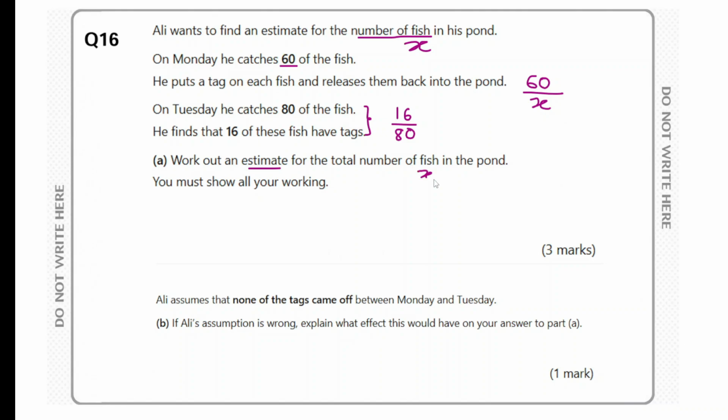Now remember, the whole idea here is the fraction of fish with a tag to start with, when you consider the whole big sample, is the same as the fraction of fish with the tag in the smaller sample approximately. So I can write 60 over X is equal to 16 over 80. Now, I know 16 times 5 is 80, so I'm going to divide both by 5. 1 and 5. So, I have 60 over X is equal to 1 over 5.